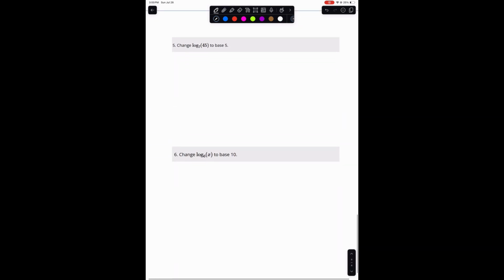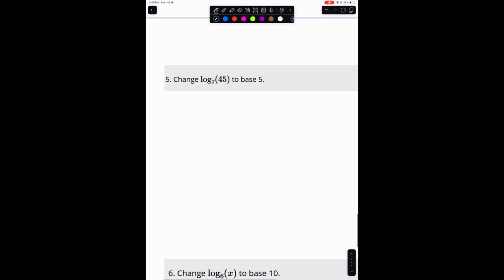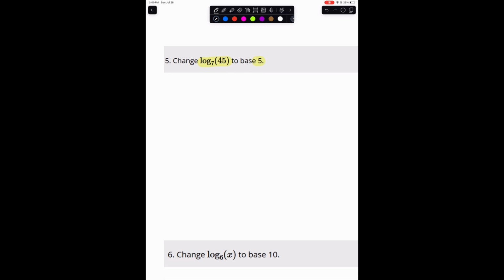Okay. So number 5 is change this logarithm to base 5. So every time you do a base change, right? So you have a log on top, a log on bottom. The new base will become the base of the log, okay? The top part, the numerator, is always your argument. And the old base will be the argument in the denominator, okay? That means it is log 5 of 45 on top and log 5 of 7 on bottom.